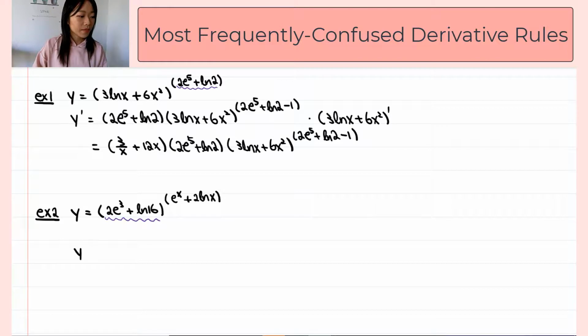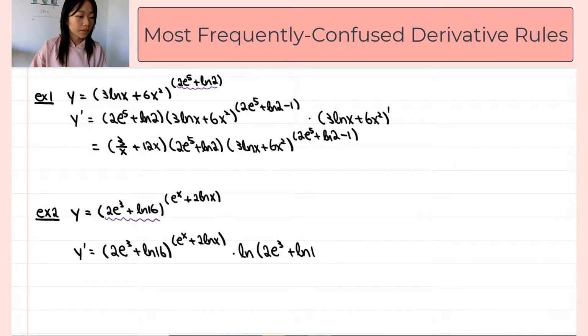So y prime, here we need to use the derivative of an exponential function, which remains the same: (2 times e cubed plus ln of 16) to the power of (e to the power of x plus 2 times ln of x), then times ln of the base, that is ln of (2 times e cubed plus ln of 16). And since the exponent is a function of x, we need to use the chain rule. The derivative of the exponent is e to the power of x plus 2 over x.